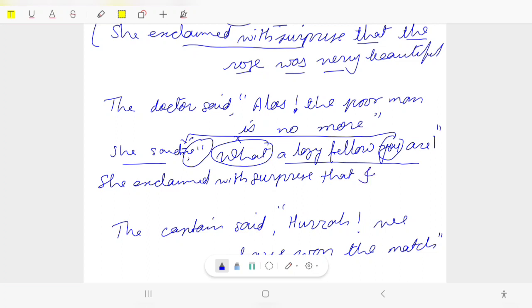You will change according to this. She exclaimed with surprise that I. Now is, am, are into was. I was. Now see where is the adjective? Lazy. Add very before it. So I was a very lazy fellow. We change like this. She exclaimed with surprise that I was a very lazy fellow. We change like this. Now some other types of exclamatory sentences. Have a look at them.